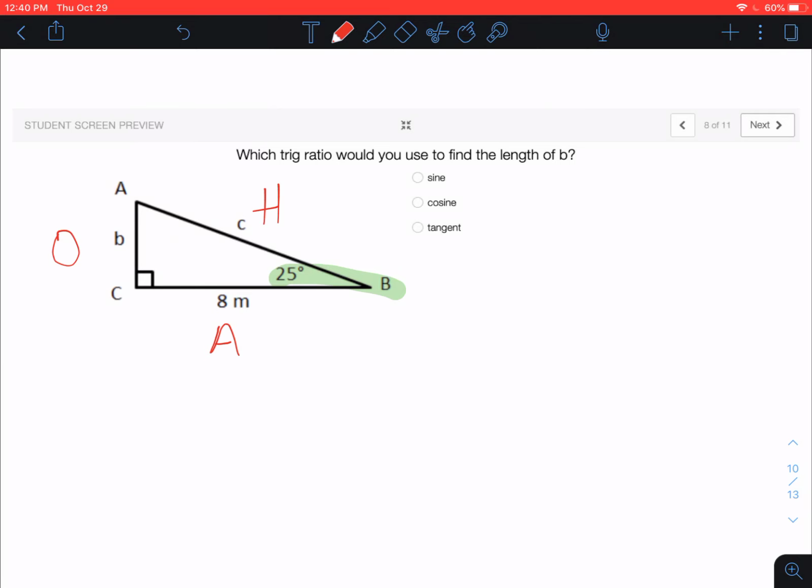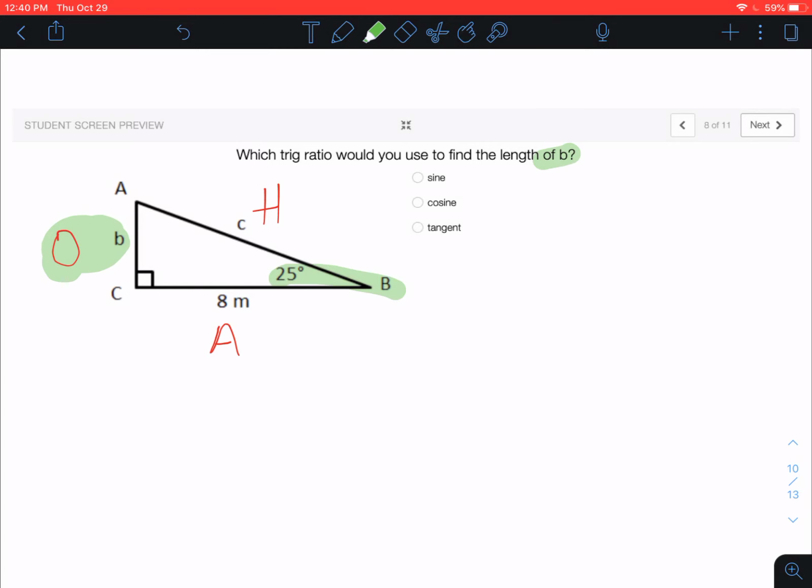Now they're asking us to find the length of B. So that's one of the sides that I need to include in my ratio. Now the other side I choose in my ratio, I want to have a number, because if I don't have a number, then I can't solve, right? I'll have two unknowns. The goal is when we solve something, we only want one thing unknown.